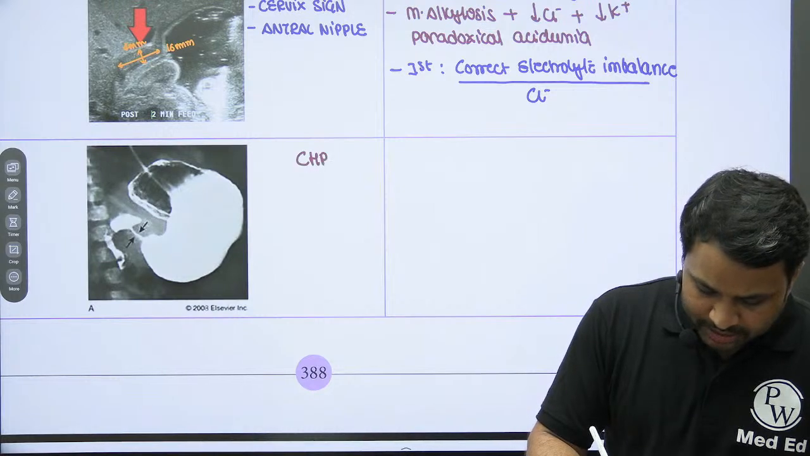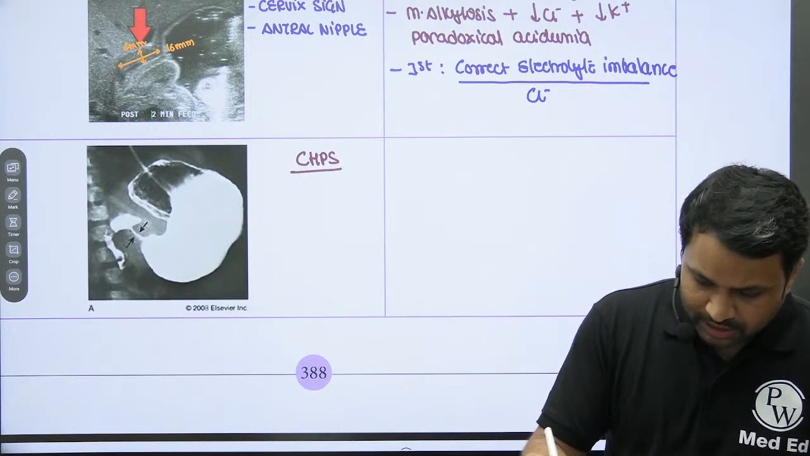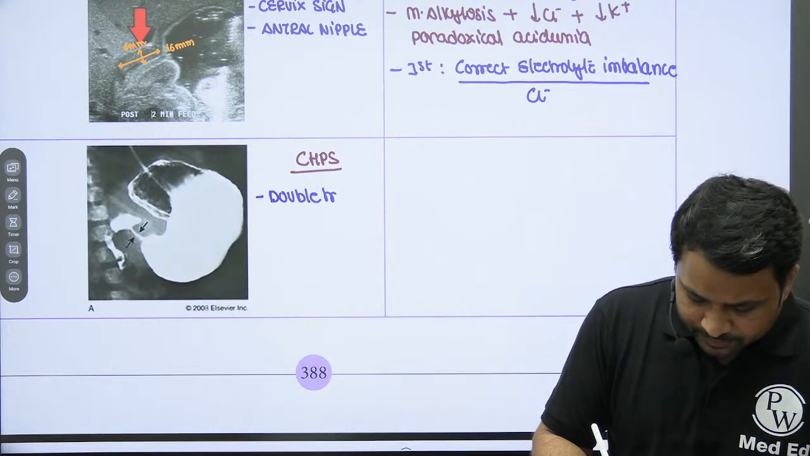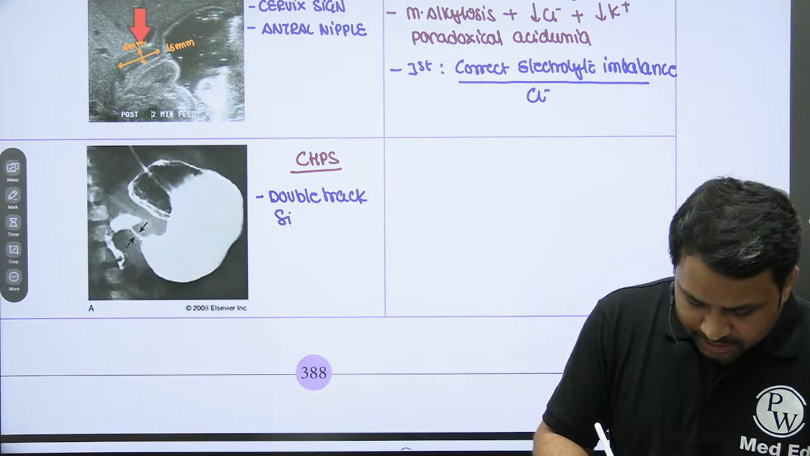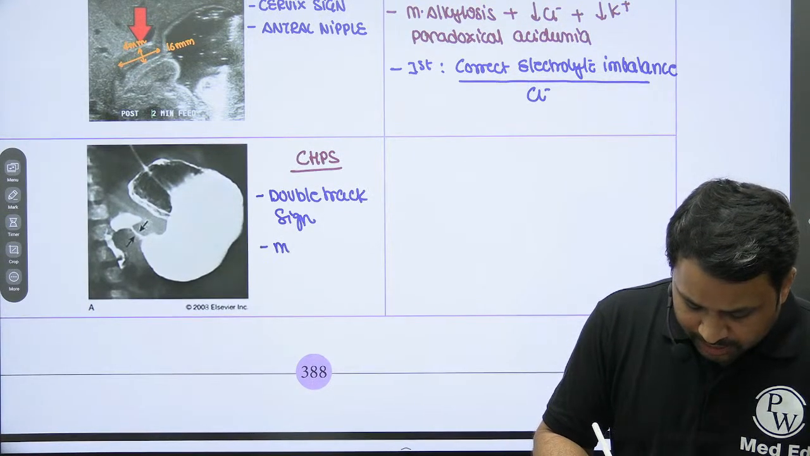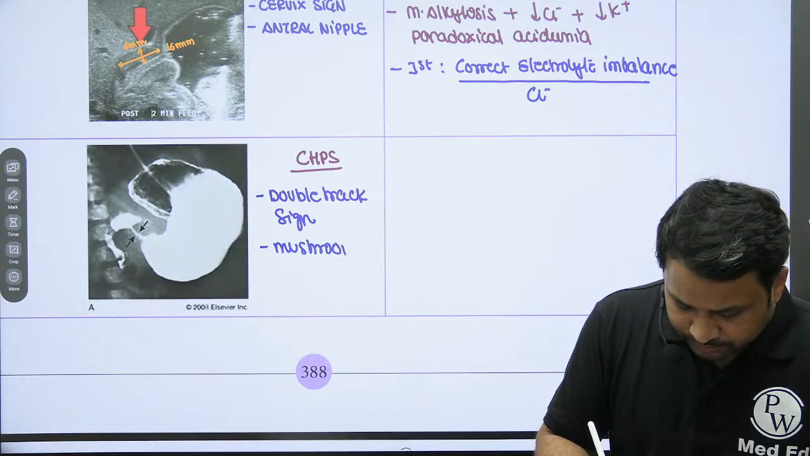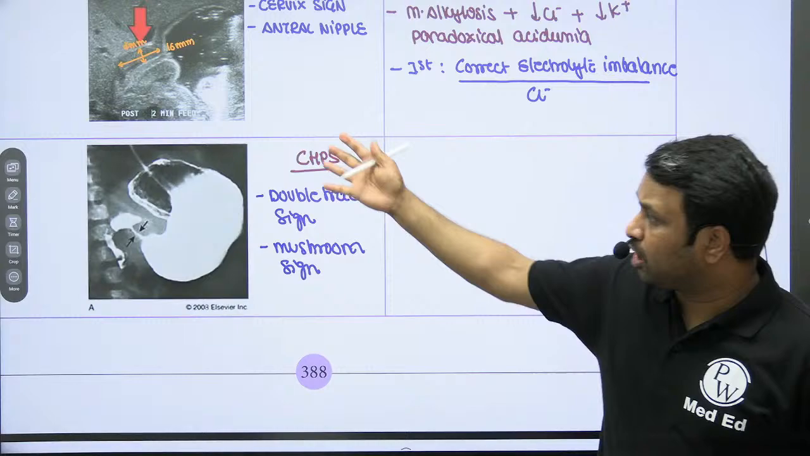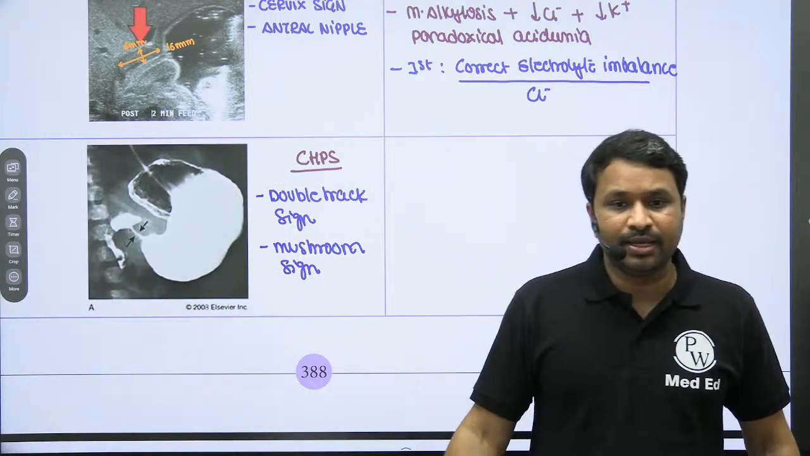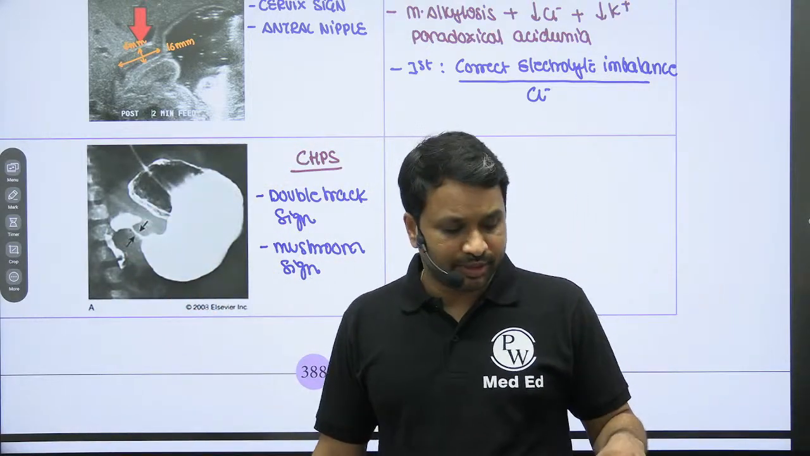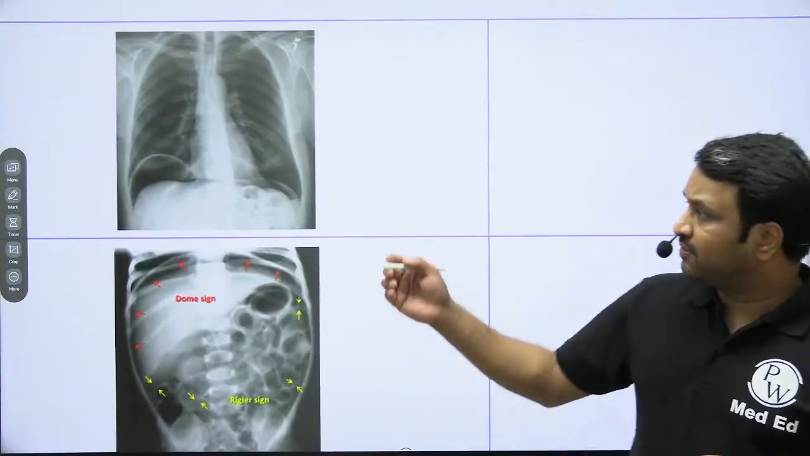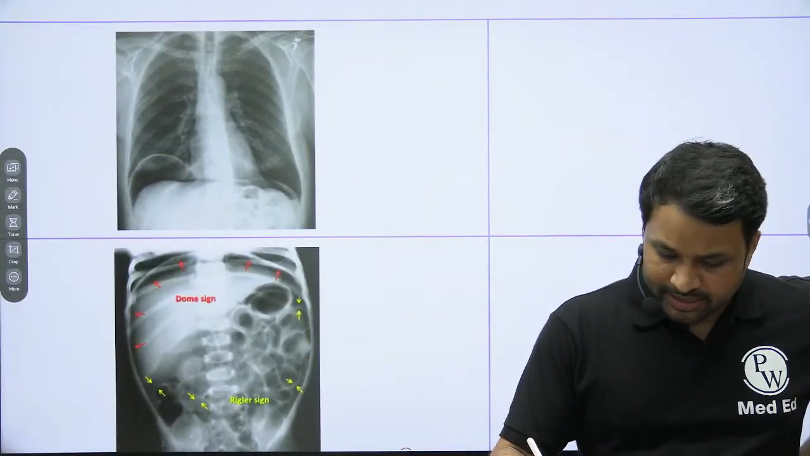Now, same if you do a contrast imaging in the CHPS. CHPS में जब आप contrast imaging करोगे, this is going to give you a classical double track sign. You can call it a double track sign, or you can also call it the mushroom sign. You can also see the mushroom sign, but more importantly, look at how much contrast is pooled inside the stomach per se. Okay? It is your stomach per se, right? Now this again is a very very important spotter. I hope everybody is able to pick it up.